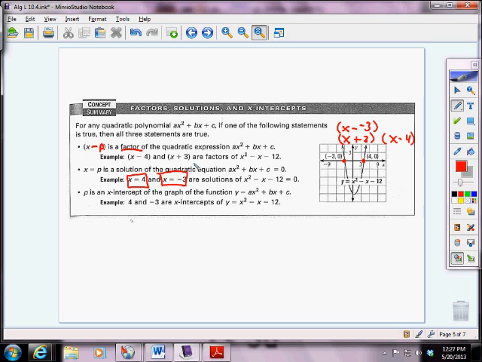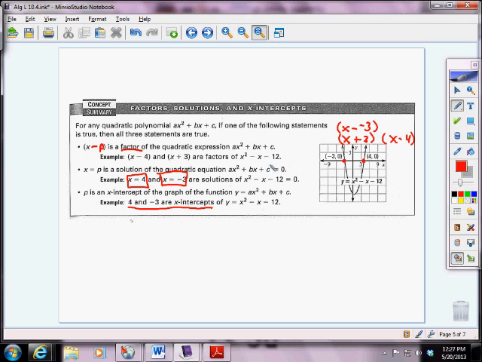We also know that if our solutions are 4 and negative 3, then those are our x-intercepts. 4 and negative 3 are x-intercepts. Notice we basically said the same thing over and over. It's just how we talk about them. Factors, solutions, and x-intercepts. The solution to your quadratic is where it hits the x-axis. So if I had this equation here and I typed it into the quadratic formula, I would get x equals 4 and x equals negative 3. The solutions are where it hits the x-axis.